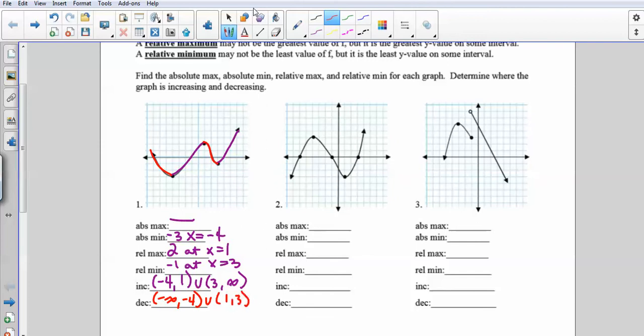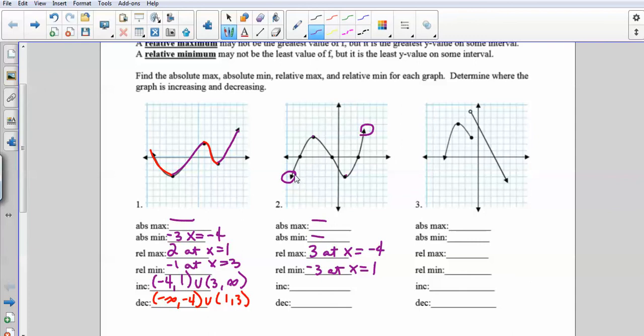Alright, next graph, same idea. Let's start by looking for an absolute maximum. It goes to positive infinity, so there's not one. And it also goes to negative infinity, so there's not an absolute minimum. But we have both a relative maximum and a relative minimum. So I see my relative maximum right there, and the value is 3 when x equals -4. And over here I see my relative minimum. The value is -3, and that happens when x equals 1.